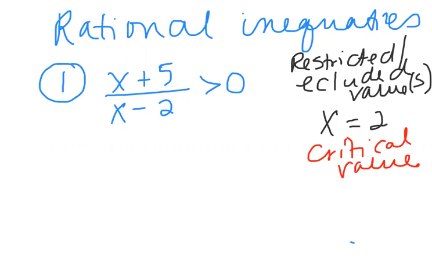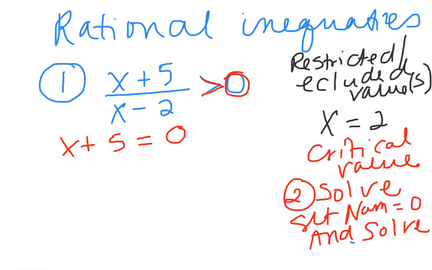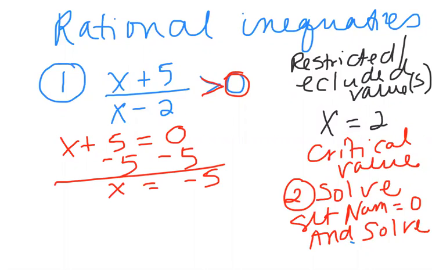And then the second thing you need to do is to solve the inequality. Now, guys, because this inequality is greater than 0, to solve it, it's very simple. You set the numerator equal to 0 and solve it. Set the numerator equal to 0 and solve. So on this one right here, the numerator is x + 5. We set it equal to 0 and solve. Remember, we're not solving it saying, oh, the answer is x = -5. We're just solving it to find the boundary value or the critical value.